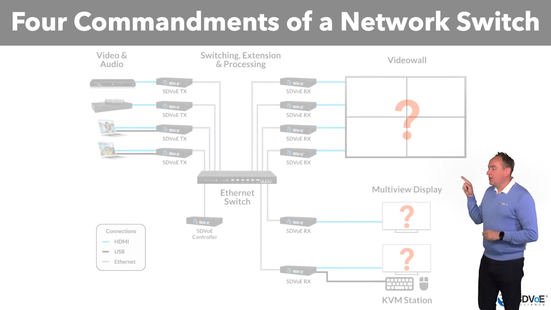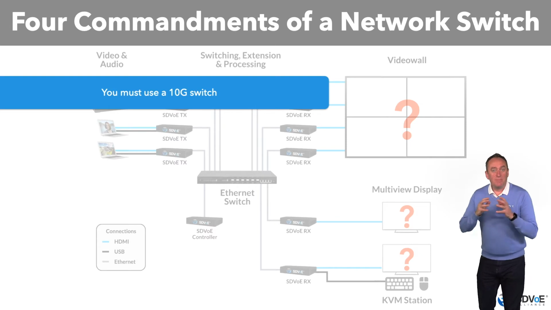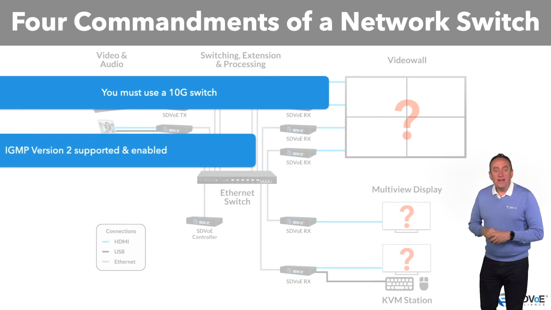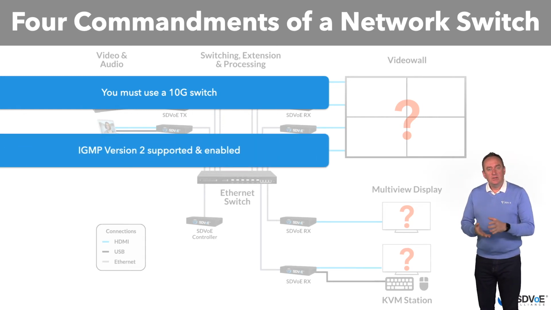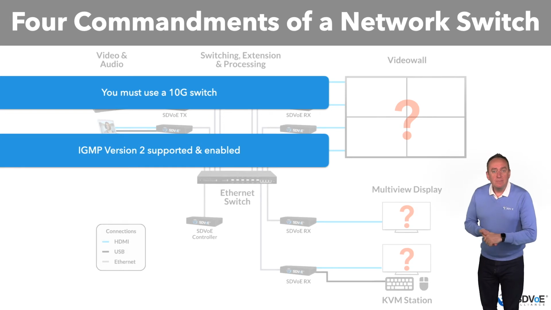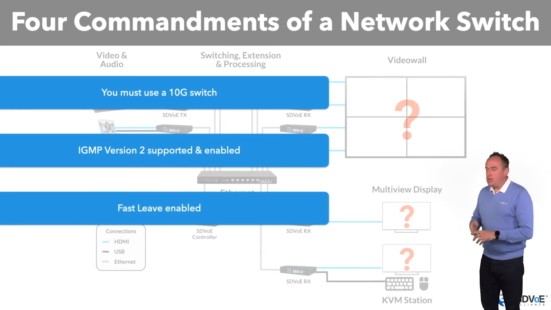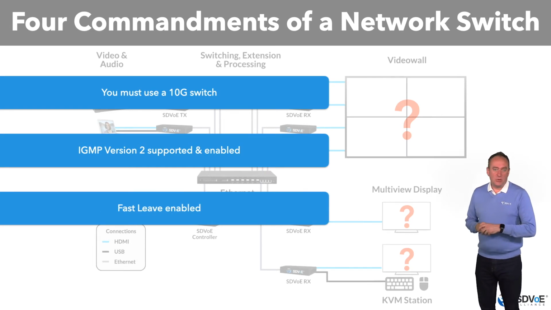SDVoE relies on a 10 gig network to match the performance of a matrix switch. Your 10 gig network switch must be configured for IGMP v2, which includes enabling IGMP v2 snooping and IGMP v2 fast leave. Now, you'd be hard pushed to find any 10 gig switch out there which doesn't support this. However, in many cases it probably won't be enabled by default.